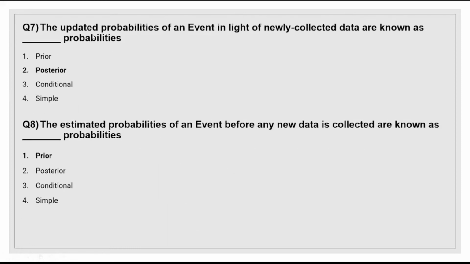Question 7. The updated probabilities of an event in the light of newly collected data are called as prior, posterior, conditional, or simple. Posterior probabilities are the ones which are updated probabilities of an event in light of newly collected data. And the estimated probabilities of an event before any new data is collected are called as the prior probabilities.